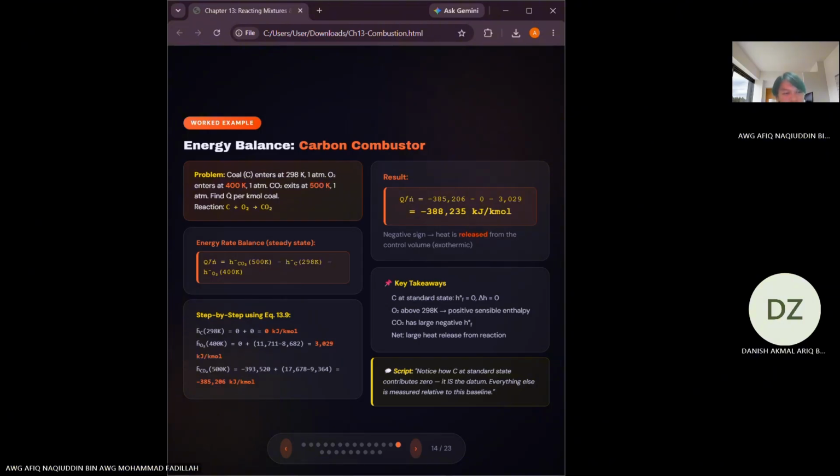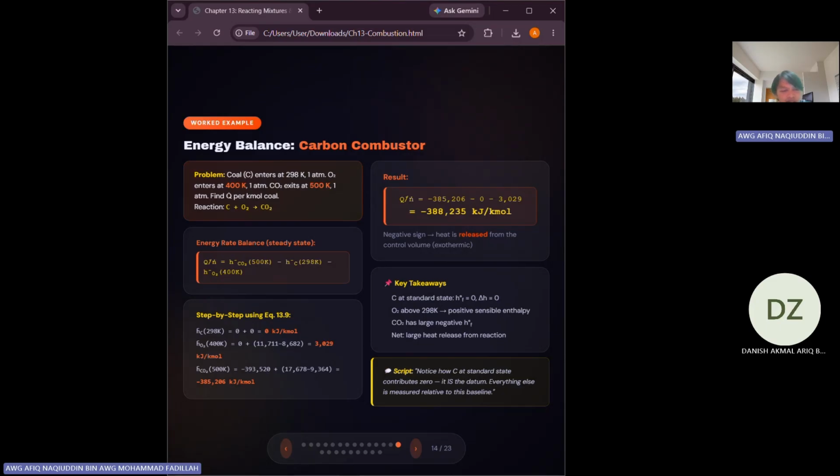Step 1. Energy rate balance at steady state. Q dot over n dot is equal to h of CO2 at 500 Kelvin, minus h of C at 298 Kelvin, minus h of O2 at 400 Kelvin. I'm neglecting kinetic and potential energy effects, and there's no shaft work. Step number 2. Evaluate each enthalpy using Equation 13.9.